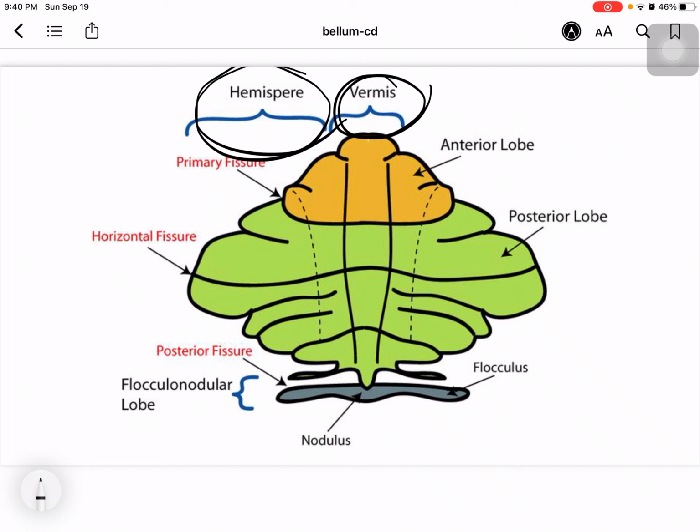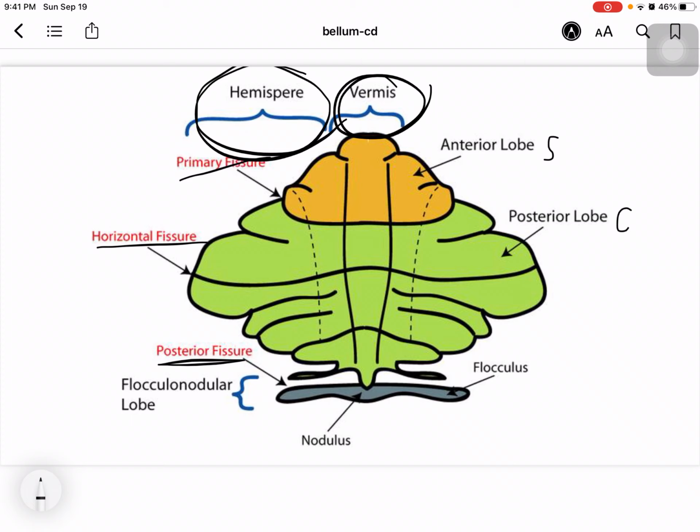If you have a lesion in the vermis, it would manifest as a truncal ataxia, whereas if it's the hemisphere, it's an ipsilateral limb ataxia. To divide the cerebellum horizontally, we have the horizontal fissure, dividing it anteriorly and posteriorly. The primary fissure divides the cerebellum into an anterior and posterior lobe, whereas the posterolateral fissure divides the flocculus and the posterior lobe. The anterior lobe is also known as your spinocerebellum.